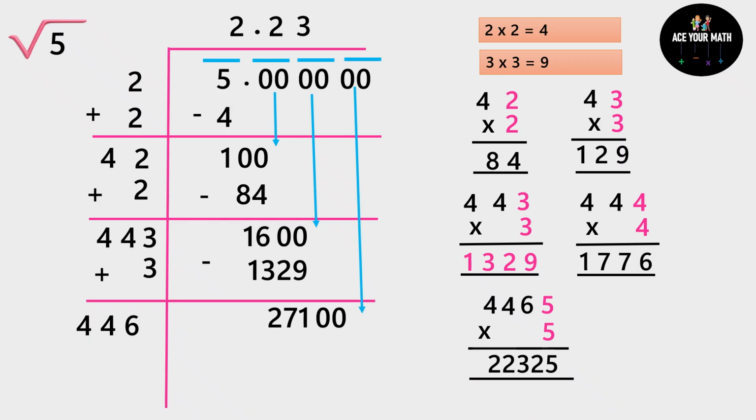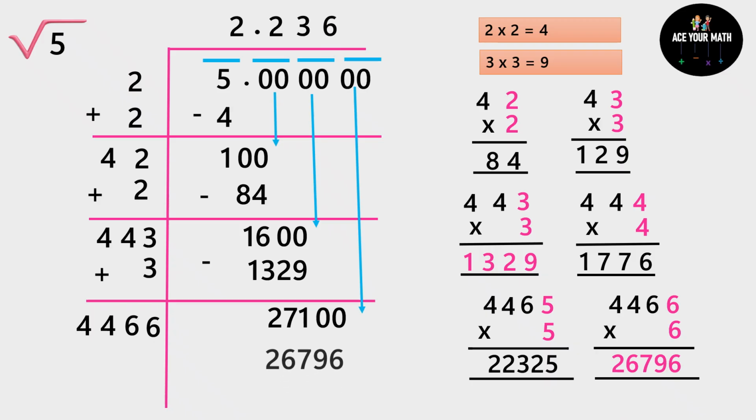Okay, now again you will follow the same steps, right? 446. This time I tried with 5 because if you see, 27100 is quite a big number. So I'm straight away trying with 5. So when I multiplied 4465 with 5, you get 22325. See, this number is smaller than 27100, so we can try 6. Now when we try 6 with 6, you get 26796. See, this number is very close to 27100. So you will take 6 now.